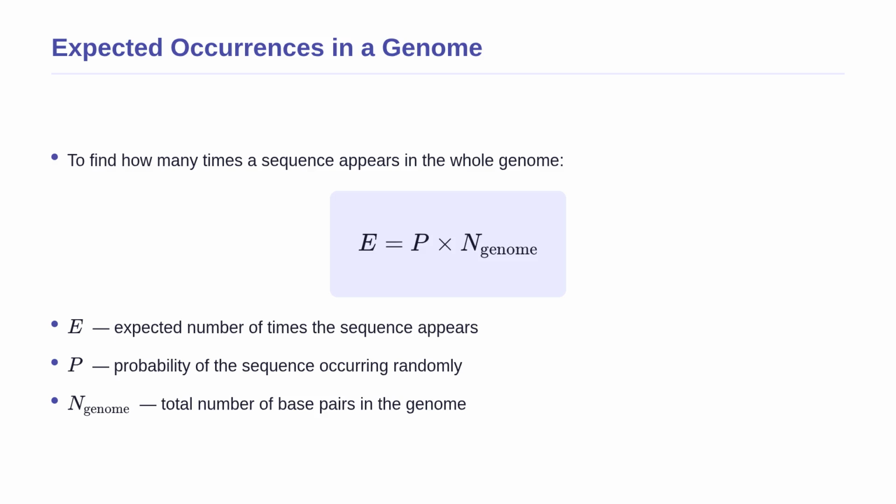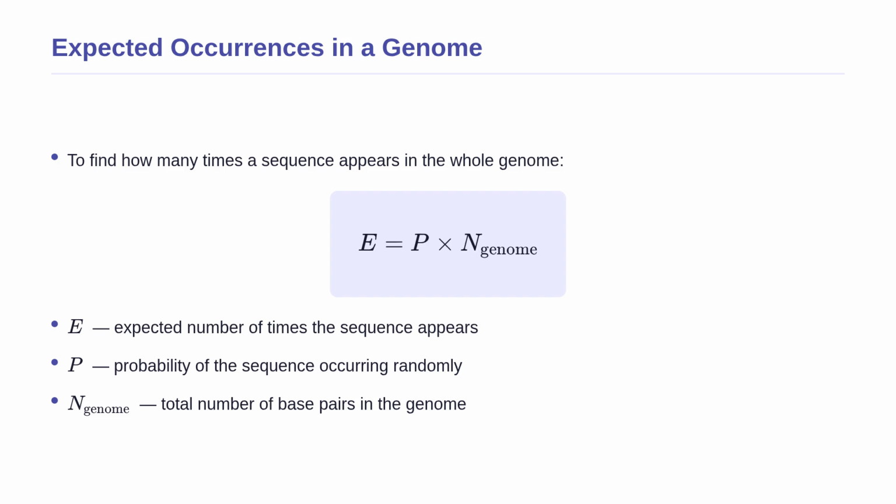Having found the probability for a single stretch of DNA, we must now see how this plays out across the entire genome. To do this, we use the expected occurrences formula. Here, E represents the expected number of times the sequence will appear in the entire DNA. We find this by taking P, which is the probability we just calculated, and multiplying it by N genome, which represents the total number of base pairs in the animal's genome.